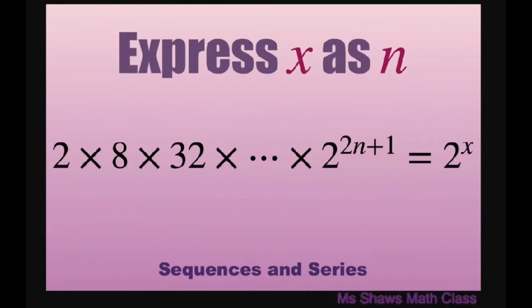Everyone, we're going to express x as n. So this x right here: we have 2 times 2 cubed times 2 to the power of 5 times dot dot dot times 2 to the power of 2n plus 1 equals 2 to the power of x.